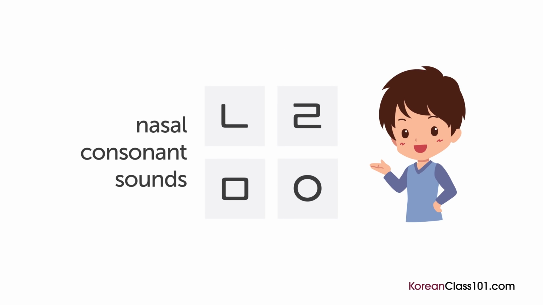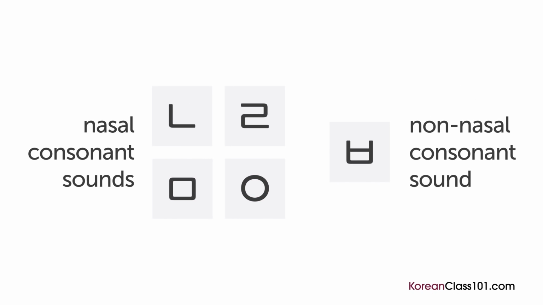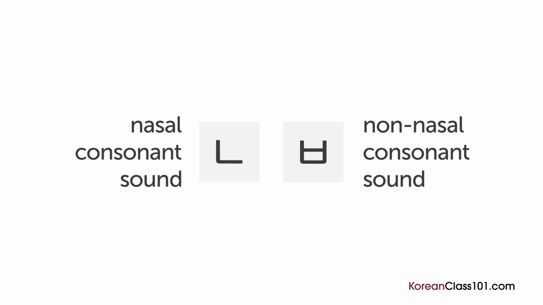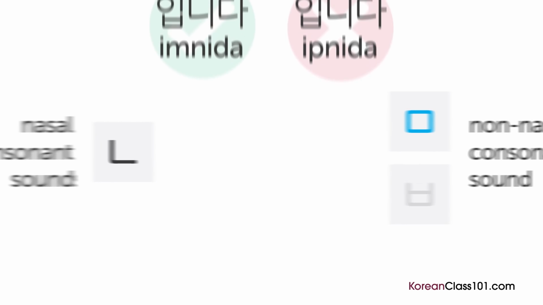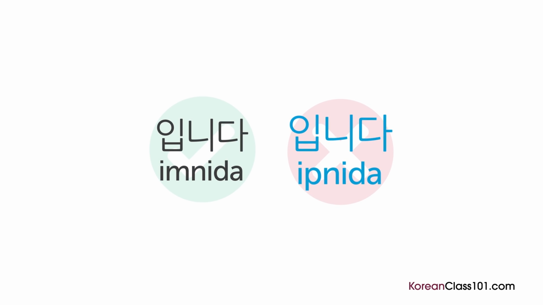The nasal consonant sounds in Korean are 니은, 리을, 미음, and 이응. If you pair them with a non-nasal consonant sound, for example, 비읍, the pronunciation changes. This makes them easier to pronounce. So if you pair 비읍 with 니은, you can pronounce 비읍 as 미음. Finally, you'll get 임니다 instead of 입니다.